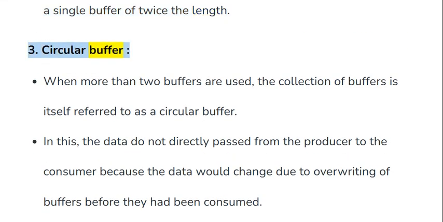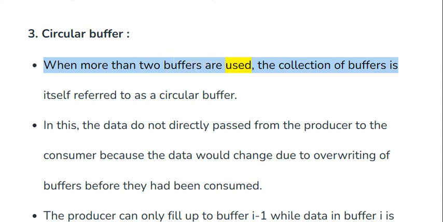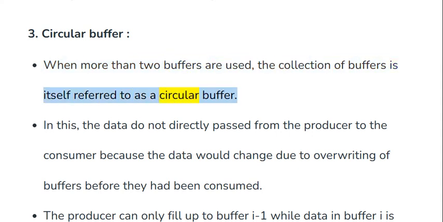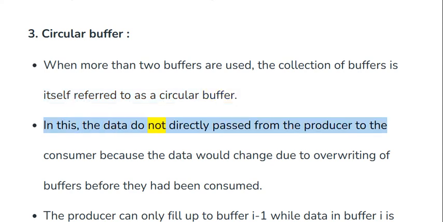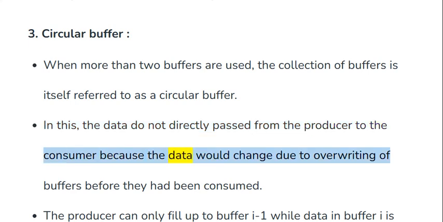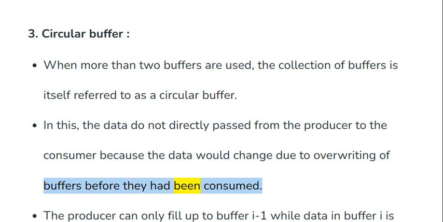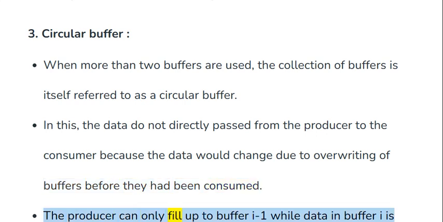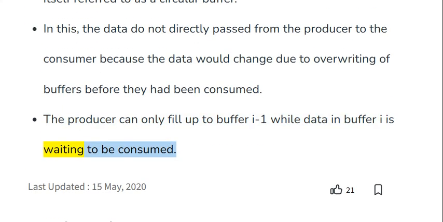3. Circular buffer. When more than two buffers are used, the collection of buffers is itself referred to as a circular buffer. In this, the data do not directly pass from the producer to the consumer because the data would change due to overwriting of buffers before they had been consumed. The producer can only fill up to buffer I-1 while data in buffer I is waiting to be consumed.